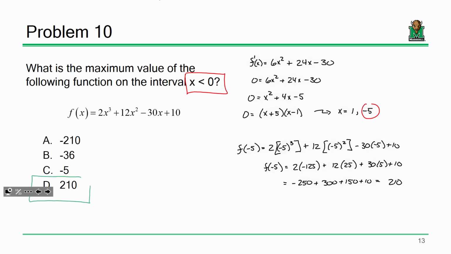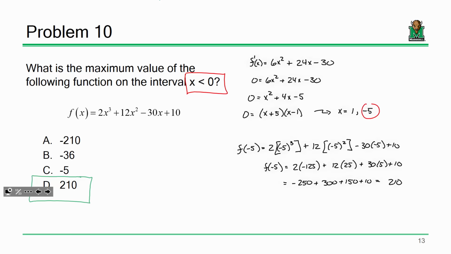I'll go ahead and tell you that that is the answer. However, all we did was take the derivative, set it equal to 0, solve for x, and then plug it in. That does not necessarily tell us that that value is a maximum. It tells us that that is an extrema. It is an extreme value. How do we determine whether or not it's a minimum or a maximum?